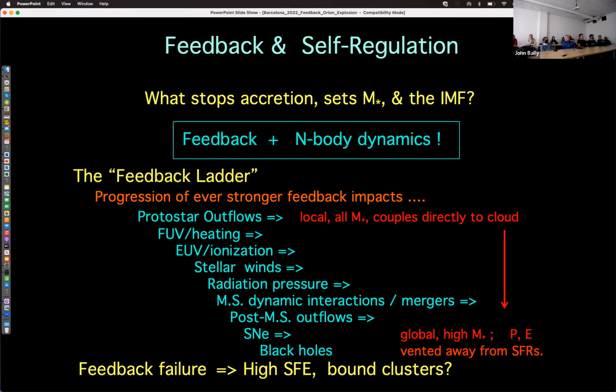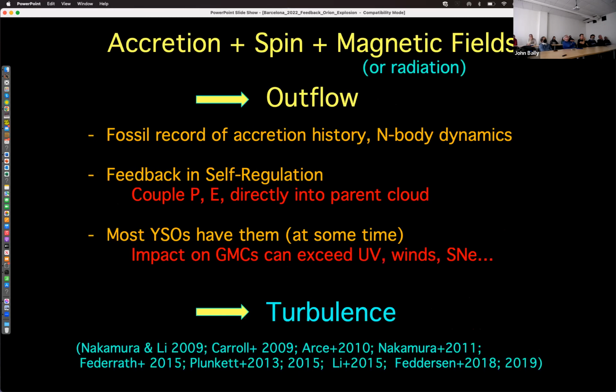I'm going to concentrate on this aspect, and say a few words about the post-main sequence phases, because I think the star formation process is a complex multi-scale ecology. And Orion is, I think, our best laboratory to study this environment. So this is what I said before: accretion, spin, magnetic fields, maybe radiation in the case of massive stars, and black holes, you will have outflow, okay? For the low mass stars, it's almost certainly MHD processes that launch these flows, okay? And the key thing about outflows in young stars is that the momentum is coupled directly into the parent cloud.